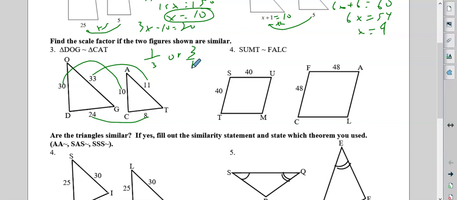Okay? This one here, notice all the sides are 40, all the sides are 48. So it's a ratio of 40 to 48, which can reduce to 5/6. Or if you're going the other direction, 6/5. So 5/6 is if you're going from big to small. 6/5 is going small to big.